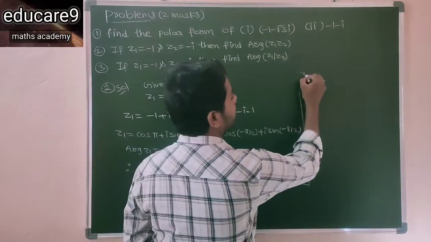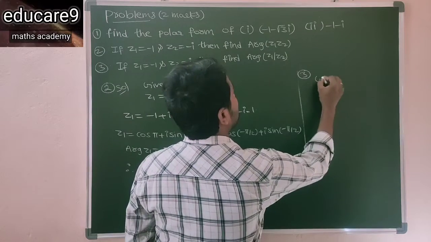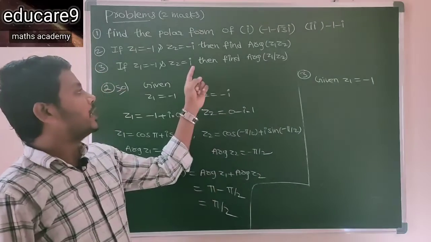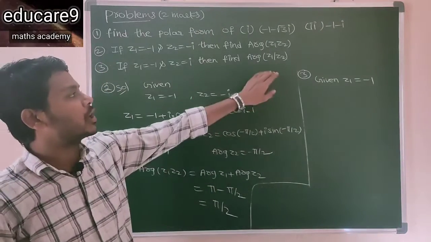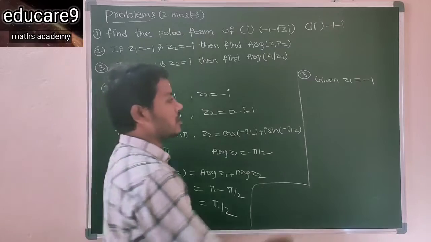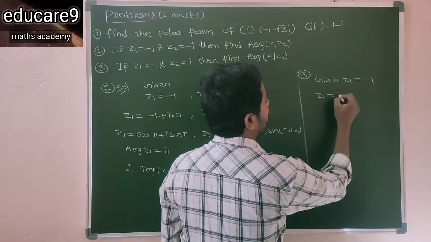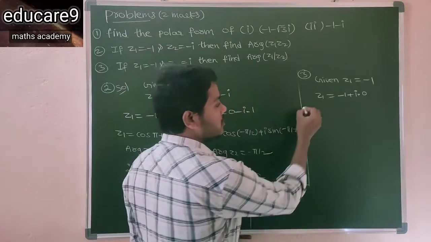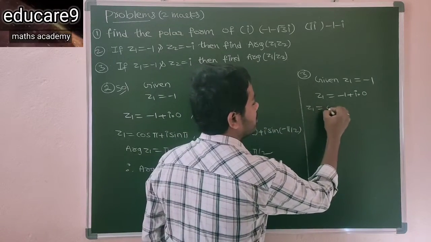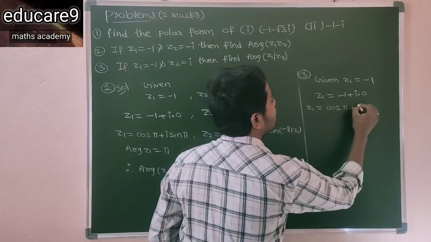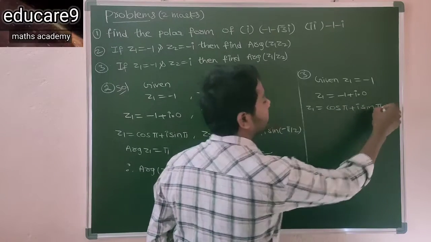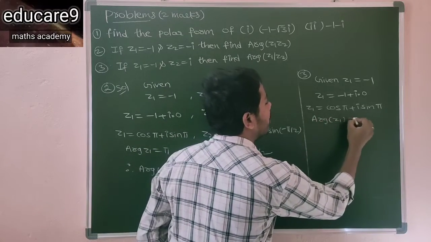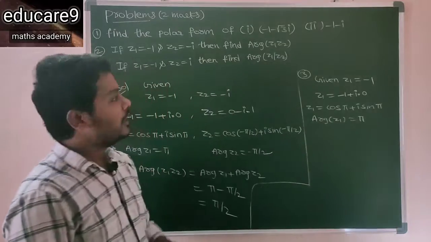So see the next one. Given z1 is equal to minus 1 and z2 is equal to i, then find argument of z1 by z2. So here z1 is equal to minus 1 plus i into 0. So z1 can be written as cos pi plus i sin pi. So therefore the argument of z1 is pi.